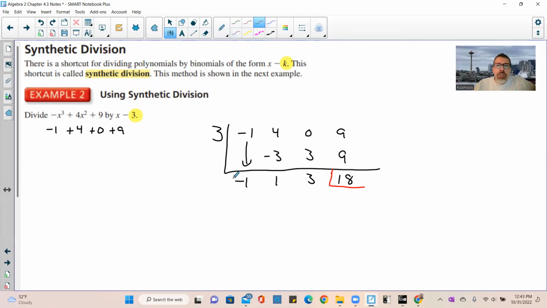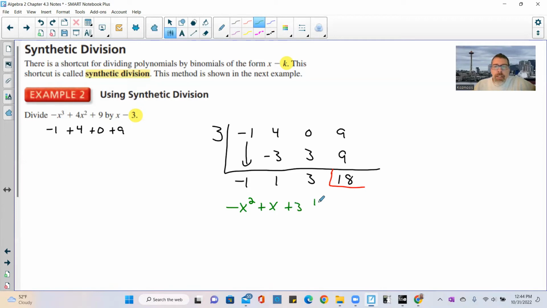So now all I need to do is convert this into a quadratic. So this is the constant term, the linear term, and the squared term. So we're getting one less than what we had. It was a cubic, and now it's a quadratic. So it's going to be negative x squared plus 1x, which is just x, plus 3.